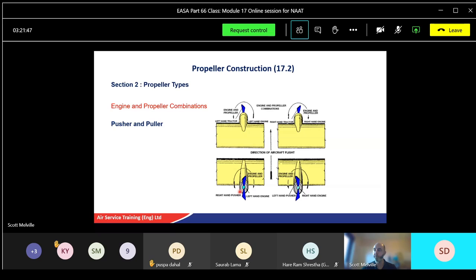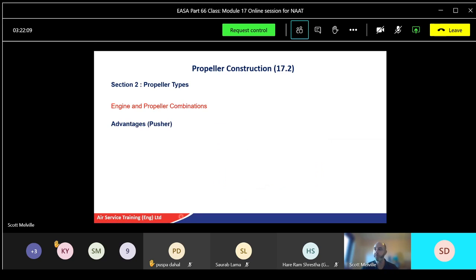Different configurations. Why do they do that? Because they can. It's down to designers. You'll see some weird and wonderful configurations. It depends what the aircraft's designed for, but you do see some weird and wonderful configurations going on. Now, there's positives and negatives about each type, and that's what we're going to discuss just shortly.